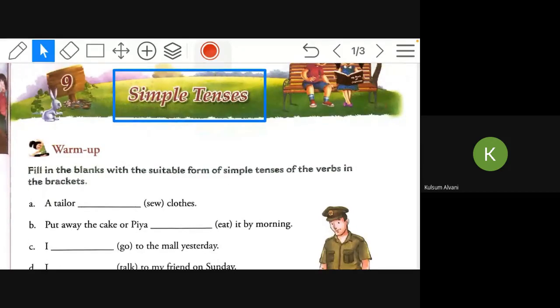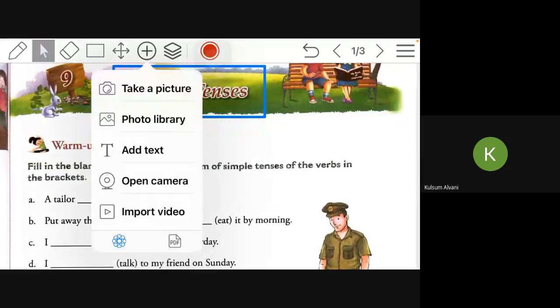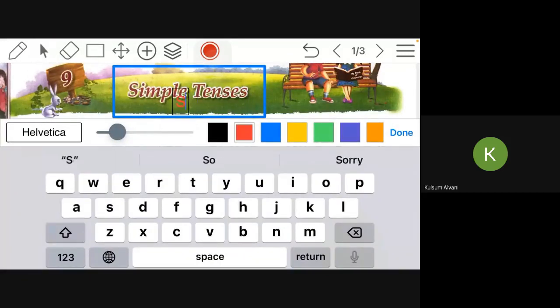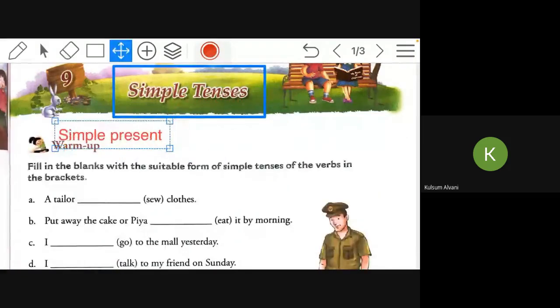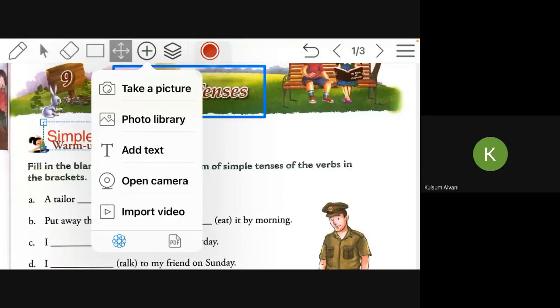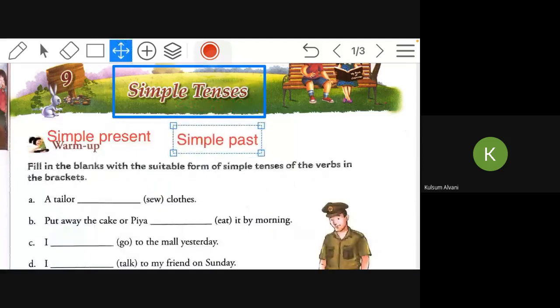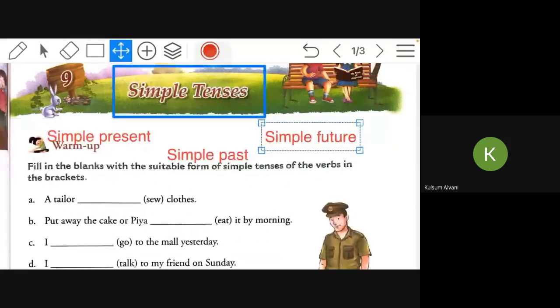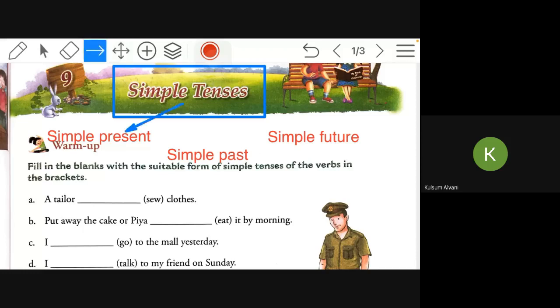Okay. So simple tenses. Now there are three types of simple tenses. I will write it again. Simple present, simple past, and simple future. So these three tenses are there. So three types of simple tenses are there.